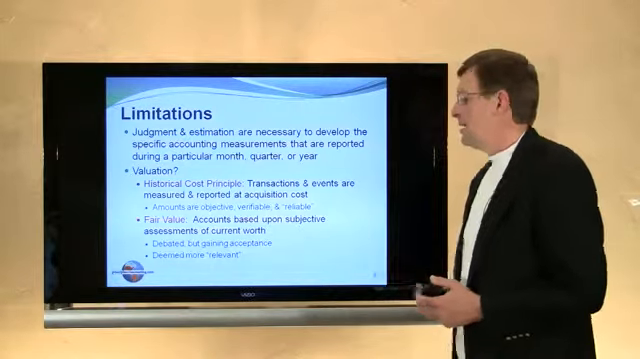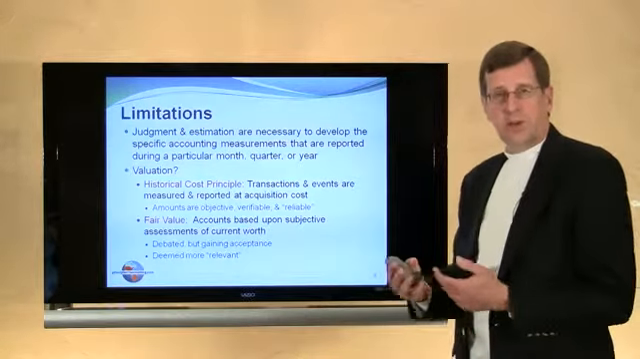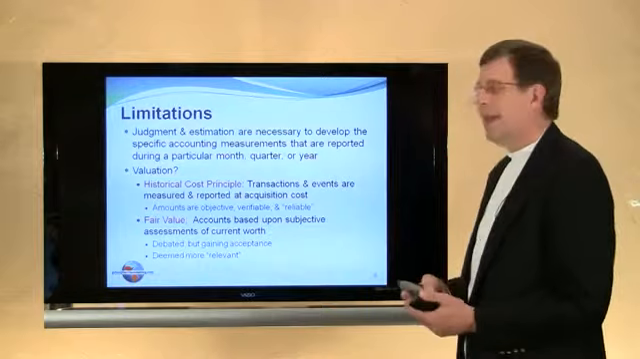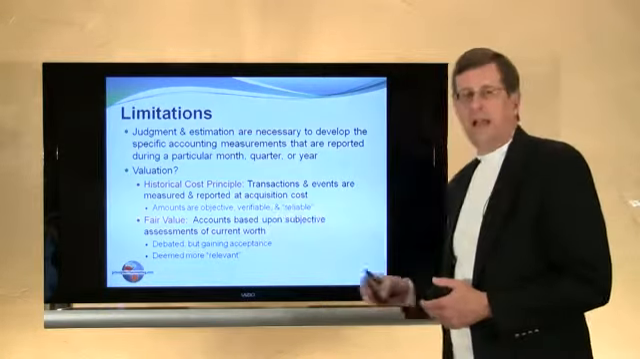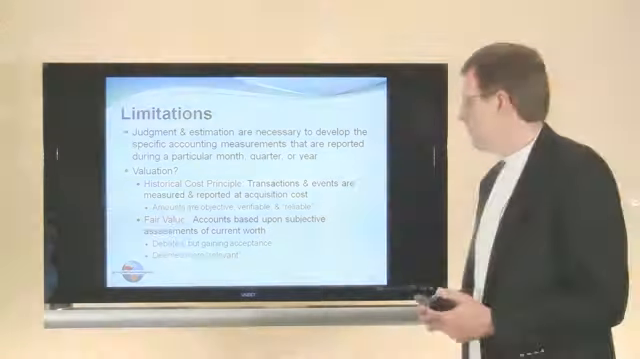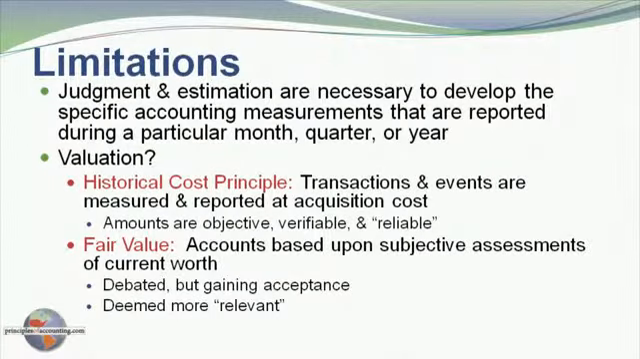Historical cost is basically saying that as transactions and events occur, we capture the cost at that time, and we maintain that in the accounting records as a basis of an objective, verifiable, and reliable measure for reporting purposes. The counter argument to that is, though, that fair value accounting, although it's subjective, it forms a more relevant basis for measurement. And this is another area where we're going to see significant changes in accounting over the next decade or so in terms of an evolution toward fair value accounting.